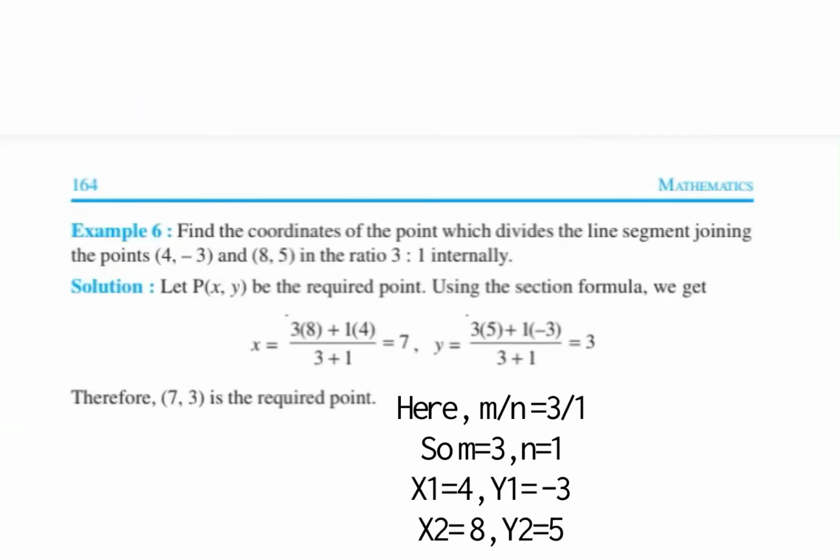Students, now let us see example 6 of your textbook. Find the coordinates of the point which divides the line segment joining points (4, minus 3) and (8, 5) in the ratio 3 is to 1. So let P(x, y) be the required point. Now here m1 upon m2 is equal to 3 upon 1, therefore m1 is equal to 3 and m2 is equal to 1. x1 is equal to 4, y1 is equal to minus 3, x2 is equal to 8, y2 is equal to 5. Now we will find the coordinates of point P using the section formula.